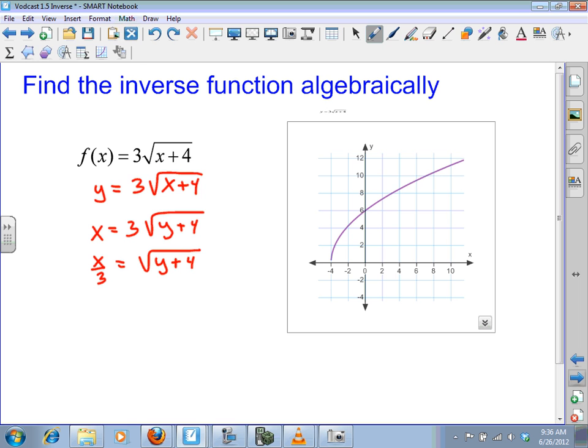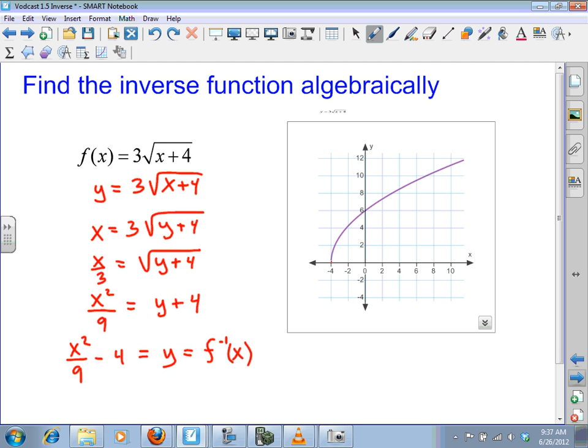I'm going to square both sides and get x squared over 9 is equal to y plus 4. And then I'm going to subtract 4 from both sides and I get x squared over 9 minus 4 is equal to y, which we can now designate as f inverse of x. That should be the inverse.